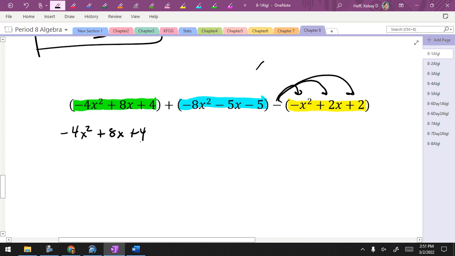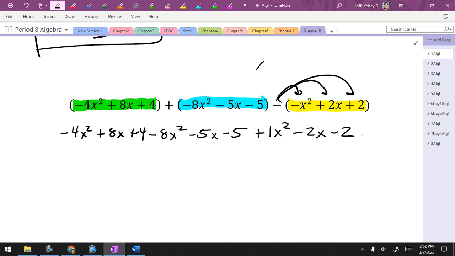Then I should write minus 8x squared minus 5x minus 5 plus 1x squared minus 2x minus 2. On your own, now that we've distributed that, go and combine your like terms, put everything together that you can, and before you circle your final answer, make sure it's written in standard form.